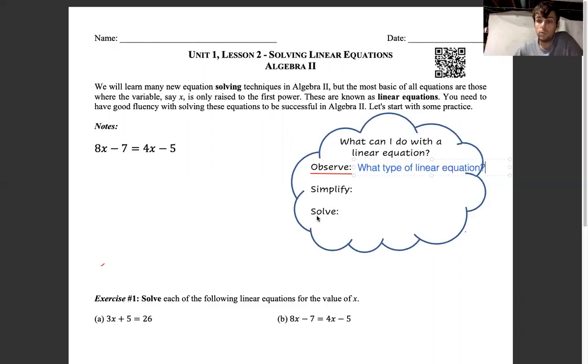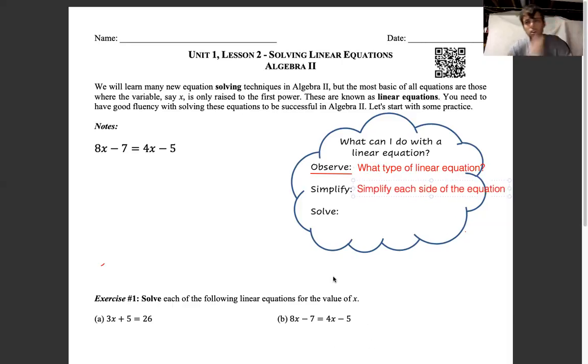Second thing is to simplify. What we mean by simplify is we want to treat each side of our equation, each side of the equal sign, as expressions and simplify those expressions as much as possible. So if there's any simplifying, combining like terms, distributing, anything like that, we want to do that. So simplify each side of the equation. Okay, that's going to be the second thing.